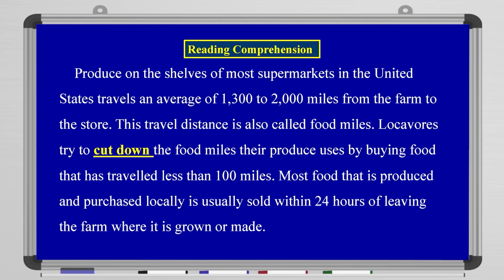Produce on the shelves of most supermarkets in the United States travels an average of 1,300 to 2,000 miles from the farm to the store. This travel distance is also called food miles. Locavores try to cut down the food miles their produce uses by buying food that has traveled less than 100 miles. Most food that is produced and purchased locally is usually sold within 24 hours of leaving the farm where it is grown or made.